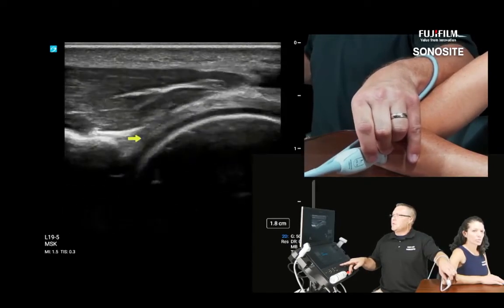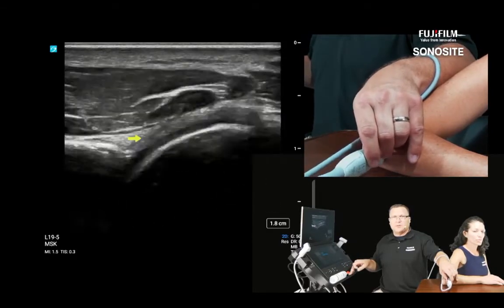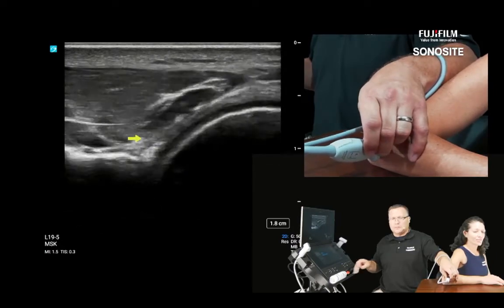Bill, did I miss anything on this outside part, the lateral aspect of the elbow? Nope, I think you did a great job. All right, I'll send it back to you, Bill.